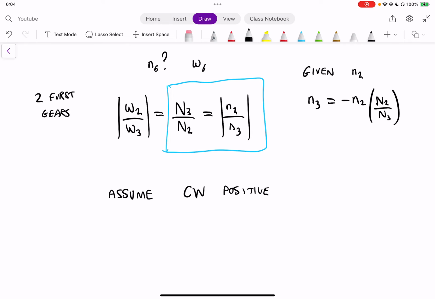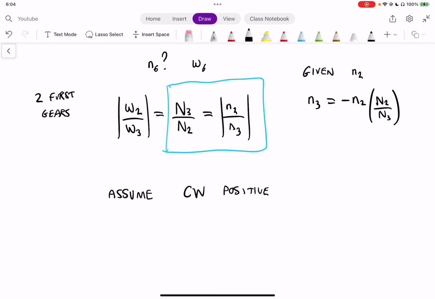Then we can simplify the equation a little bit. We have two redundant N3s, so we can cancel the N3s and simplify our equation to say n6 is equal to negative N2 over N4, and then we'll group together N5 over N6, all multiplied by n2.